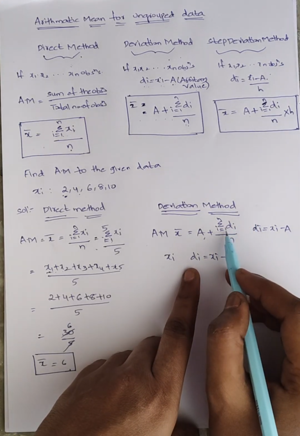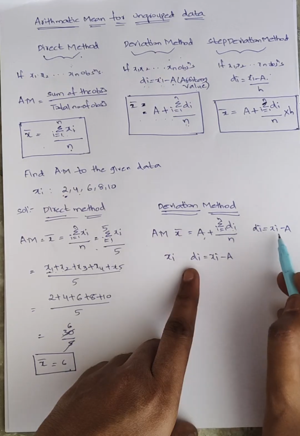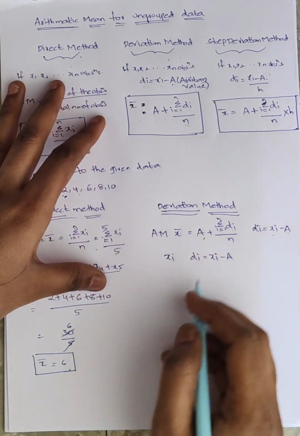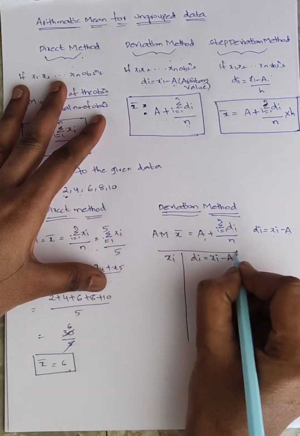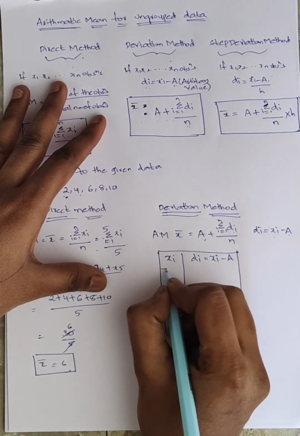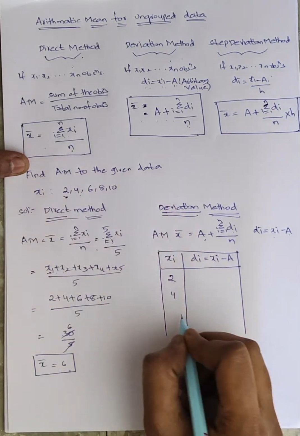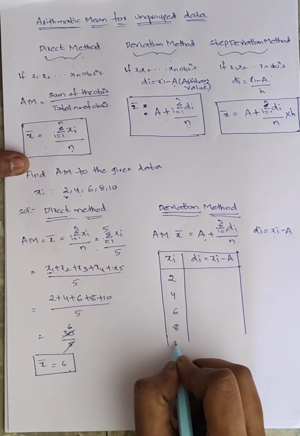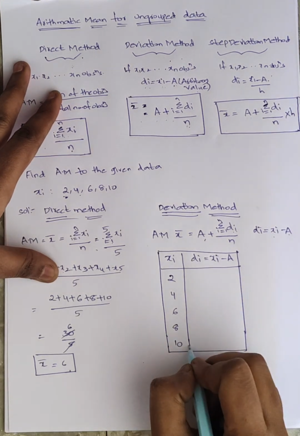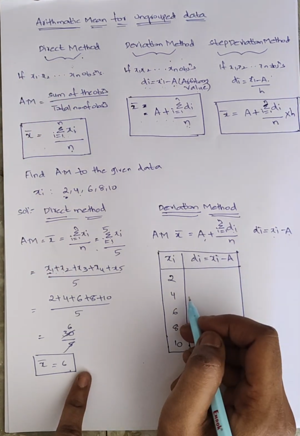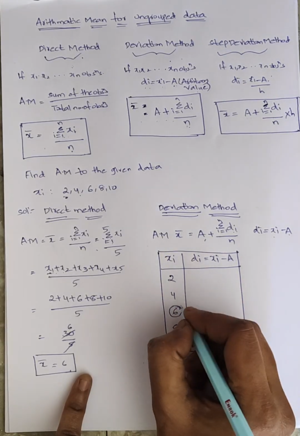What we have to do? We want summation of di. Di is nothing but xi minus a. For that I am taking this column. Xi values 2, 4, 6, 8, 10. Now first you can take any value. Let's take, I am taking a value as 6.